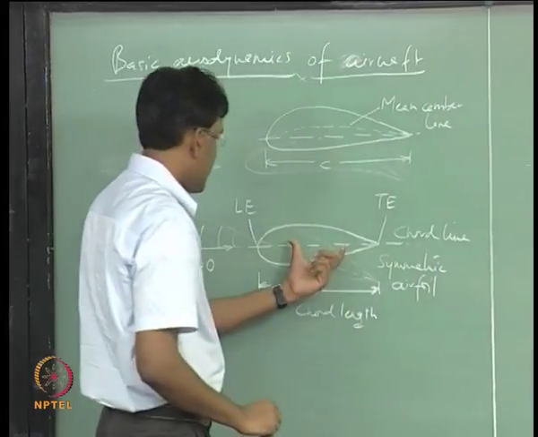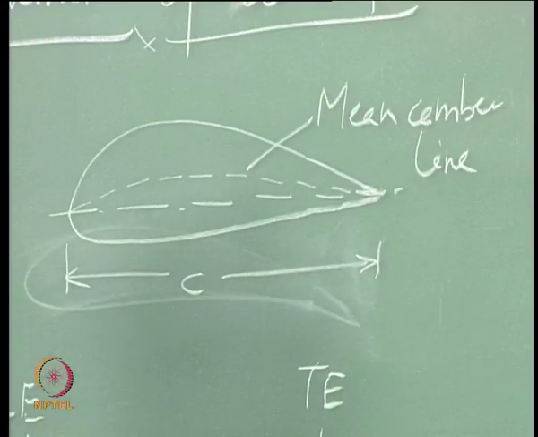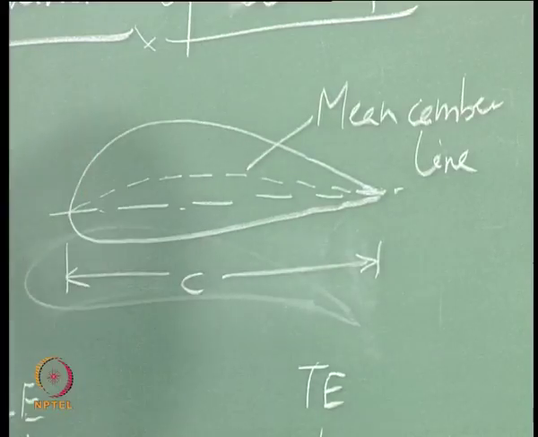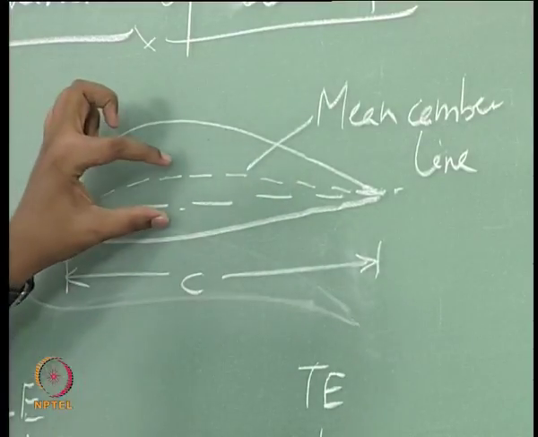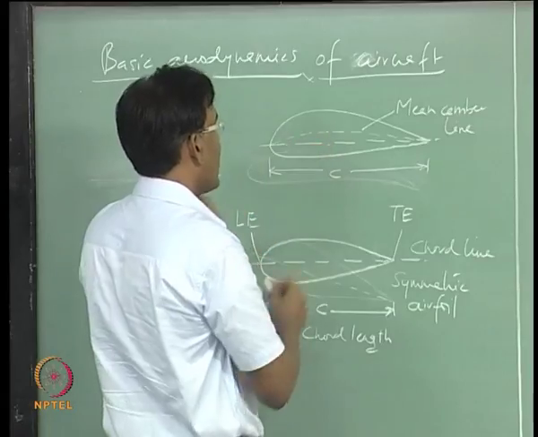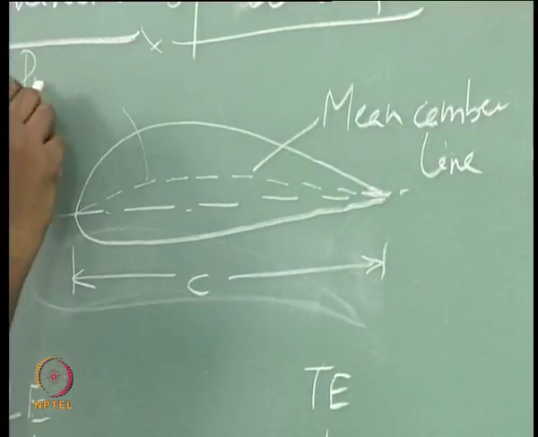In the symmetric airfoil case, the mean camber line is the same as the chord line. So, here the mean camber line is slightly away from the chord line, and so if this is the case, when the mean camber line is lying above the chord line, we say that it is a positive camber.